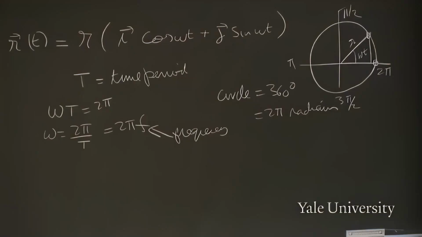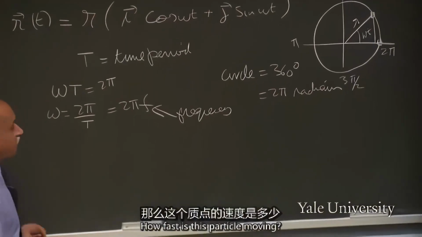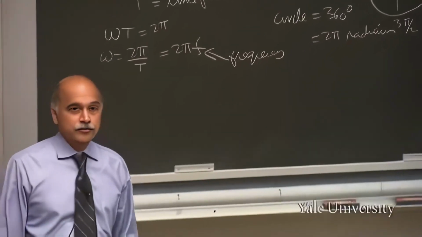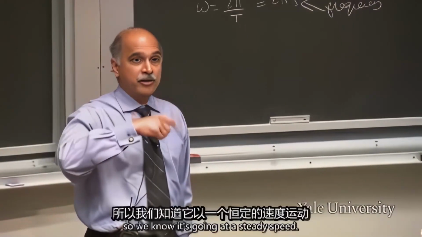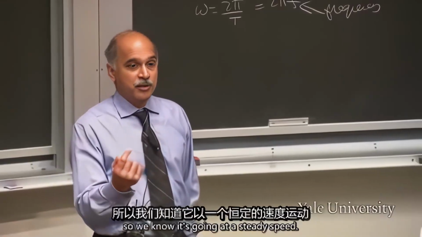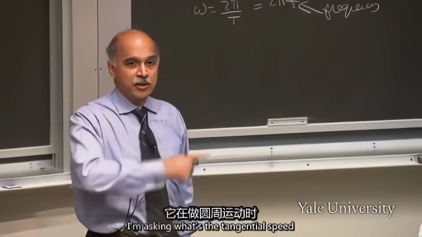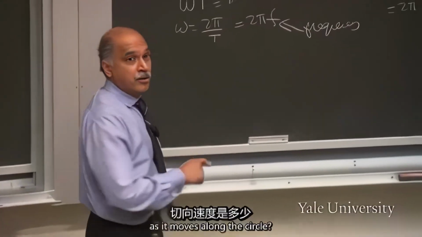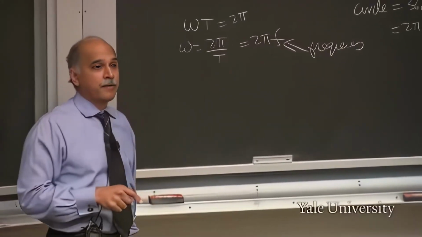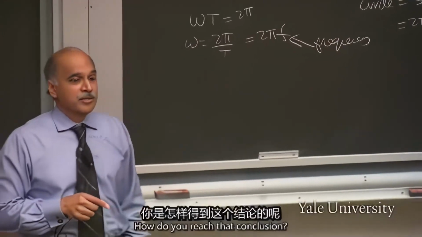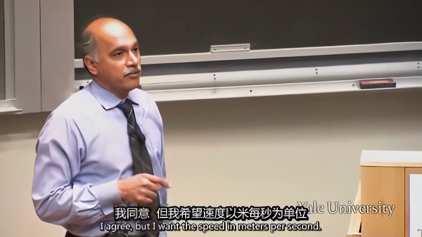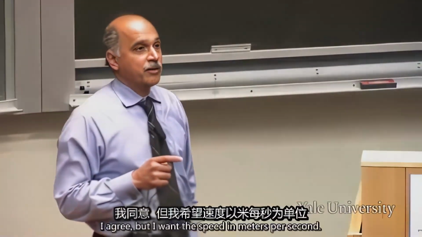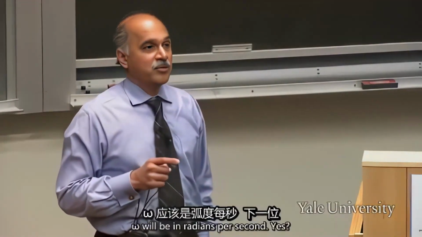All right, so how fast is this particle moving? It's going around a circle. The angle is increasing at a steady rate, so we know it's going at a steady speed. I'm asking, what's the tangential speed as it moves along the circle? Yes? How do you reach that conclusion? The tangential speed is proportional to the radians. I agree, but I want the speed in meters per second, and omega will be in radians per second.